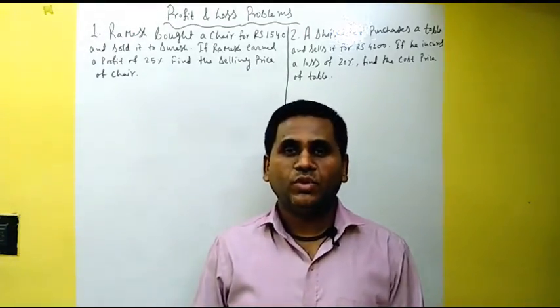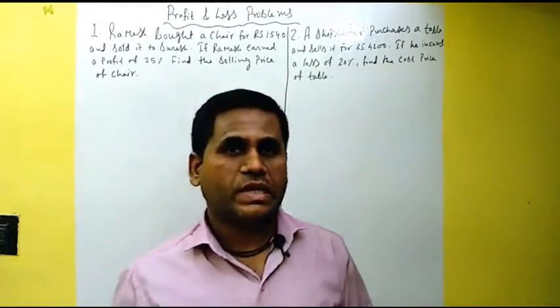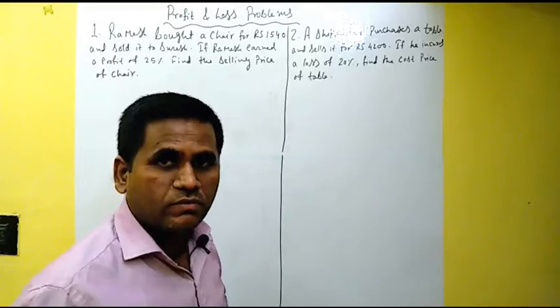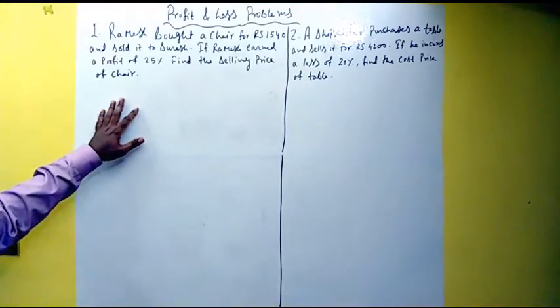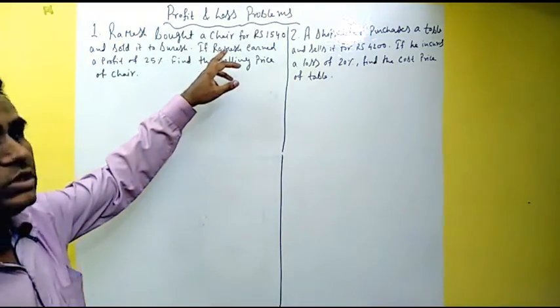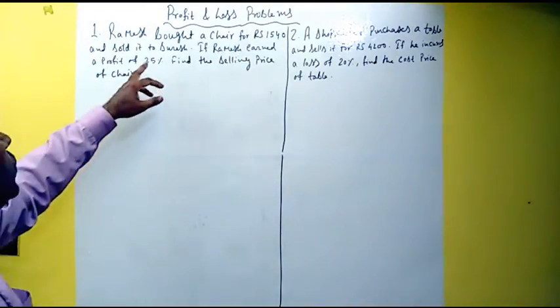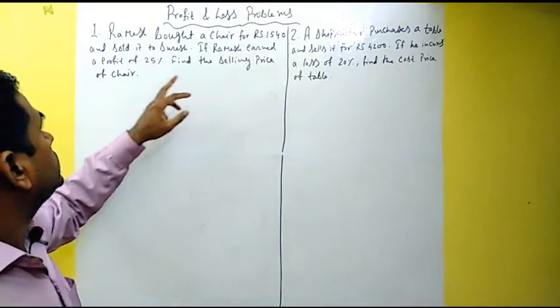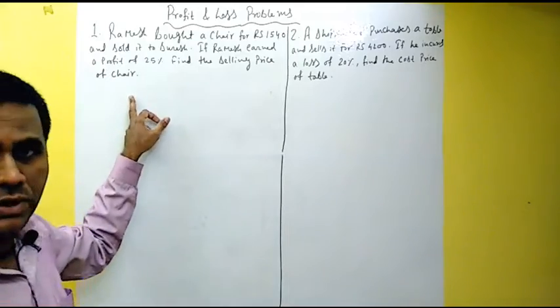So as you know, we are doing a video series on profit and loss. This is the second part in which we are going to solve a few problems. Let's get started. Our first problem you can see here is: Ramesh bought a chair for rupees 1540 and sold it to Suresh. If Ramesh earned a profit of 25%, find the selling price of the chair.